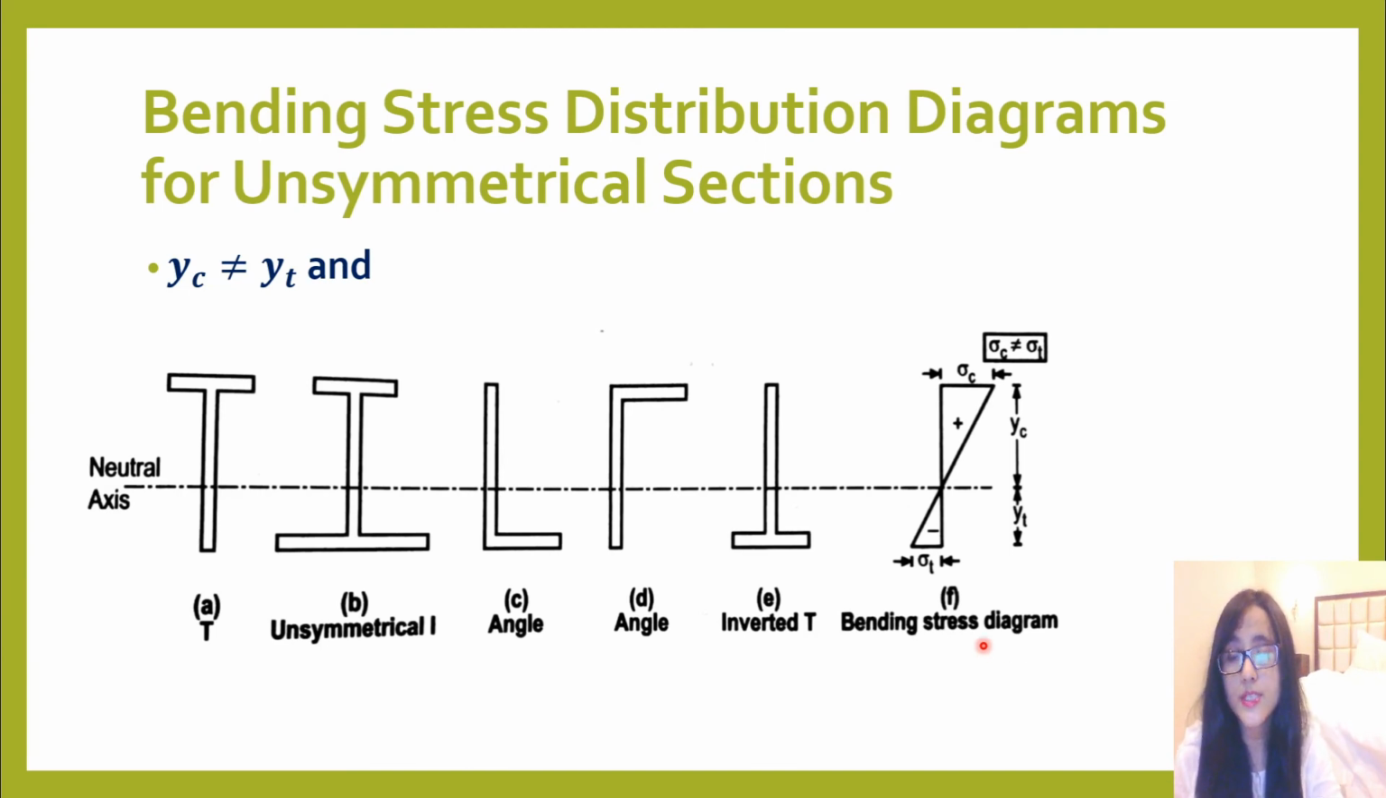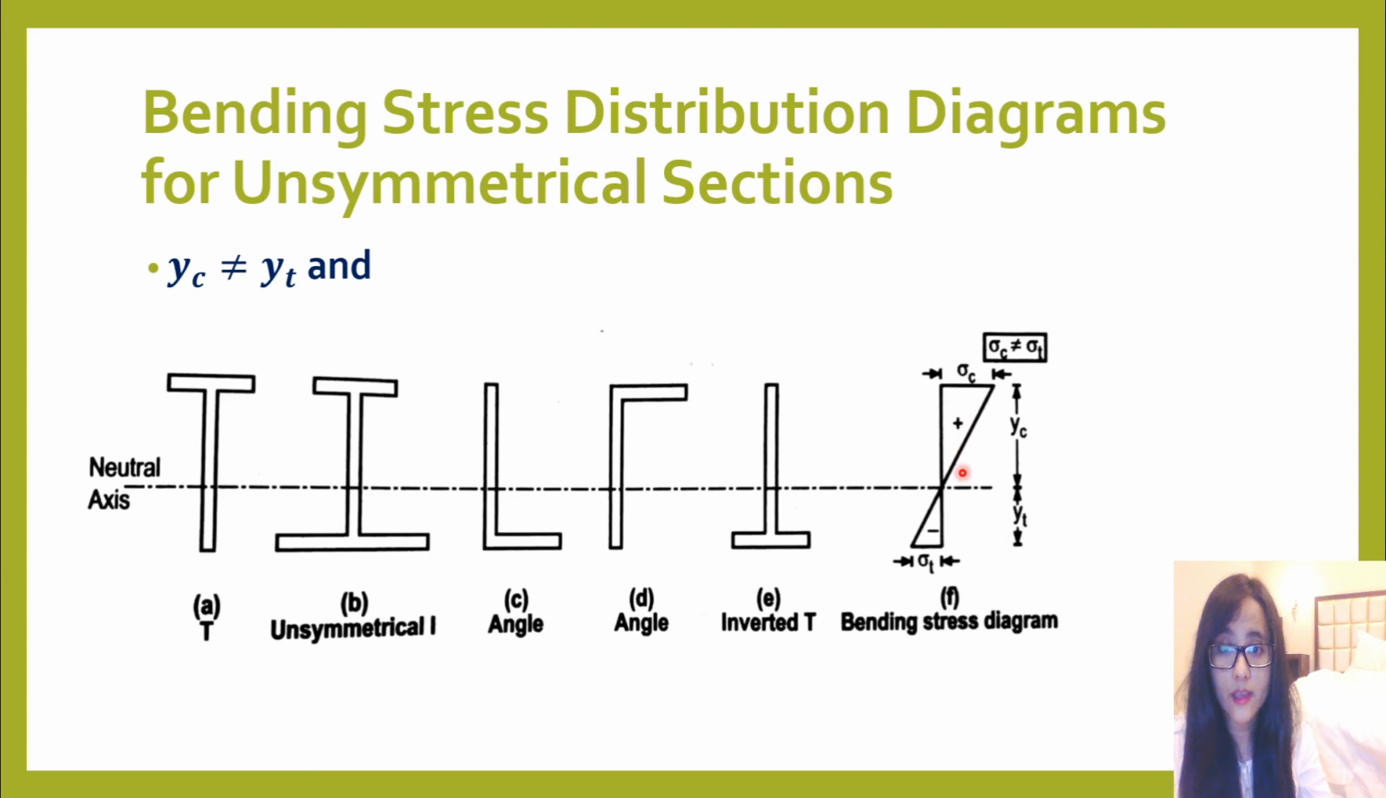Now next, if we see unsymmetrical sections, here we have T section as unsymmetrical, unsymmetrical I section, unsymmetrical L section, right? So here we have inverted unsymmetrical T section, right? Here we have angle sections. So for these unsymmetrical sections, the bending stress diagram can be drawn in this manner.